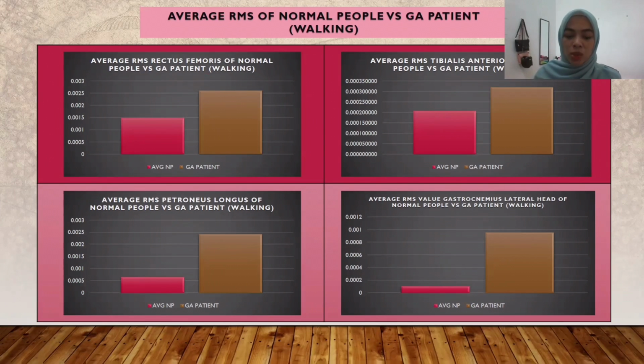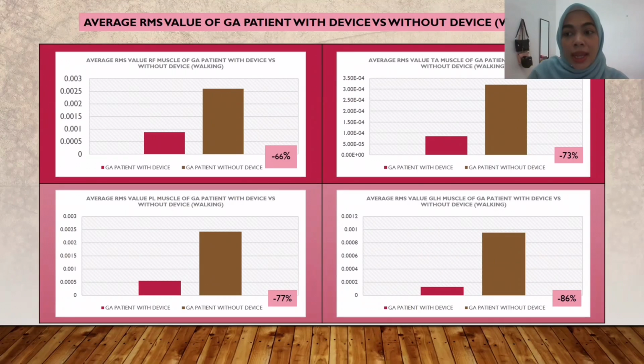So as you can see here, all of these 4 muscles show the same pattern, which is that the gait abnormality patient has a higher contraction of muscle compared to a normal person. This is the reason why gait abnormalities patients tend to have a shorter time to fatigue. The amount of muscle contraction is inversely proportional to time to fatigue. The higher the muscle contraction, the shorter the time taken to fatigue. With the next result, basically this is our significant finding.